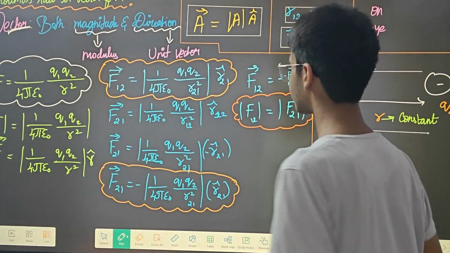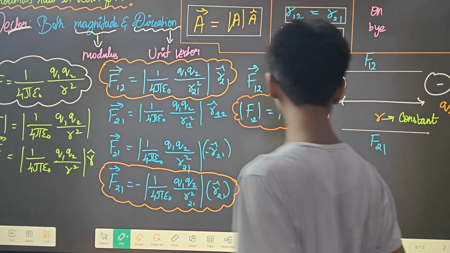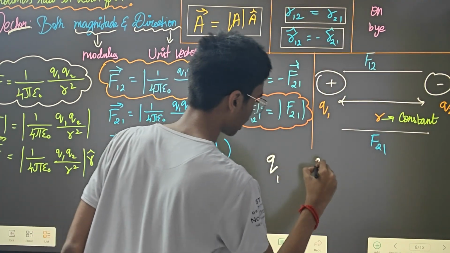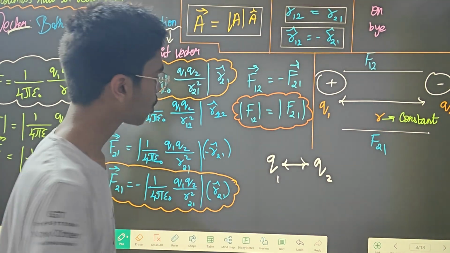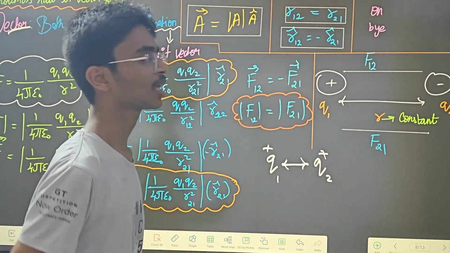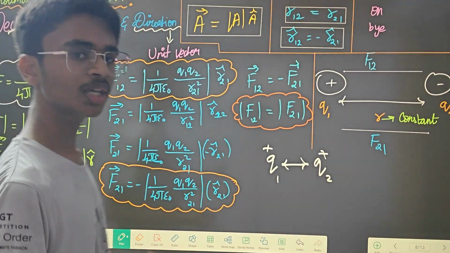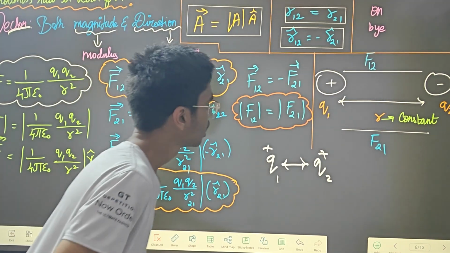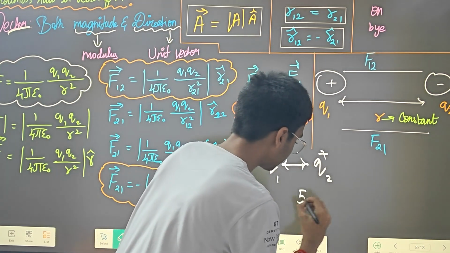For an example, let us take force. Let us take that there are two different charges, Q1 and Q2, with a repulsion force between them. Both are positive, or you can keep it as negative, but since I'm a positive person, I'm keeping it as positive. For repulsion force, automatically it will be positive only.